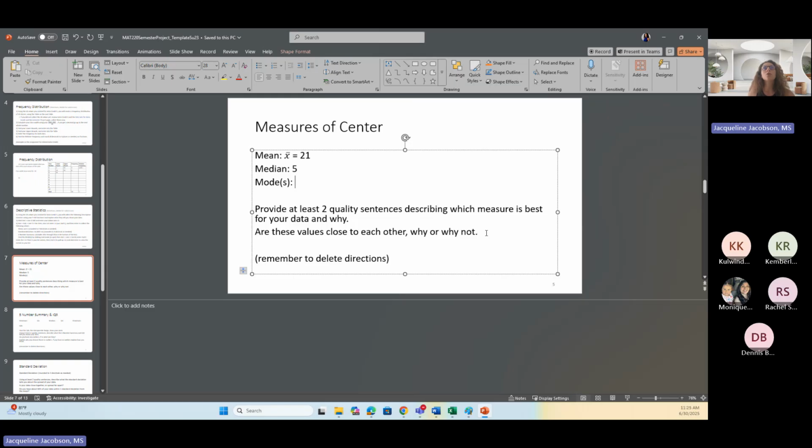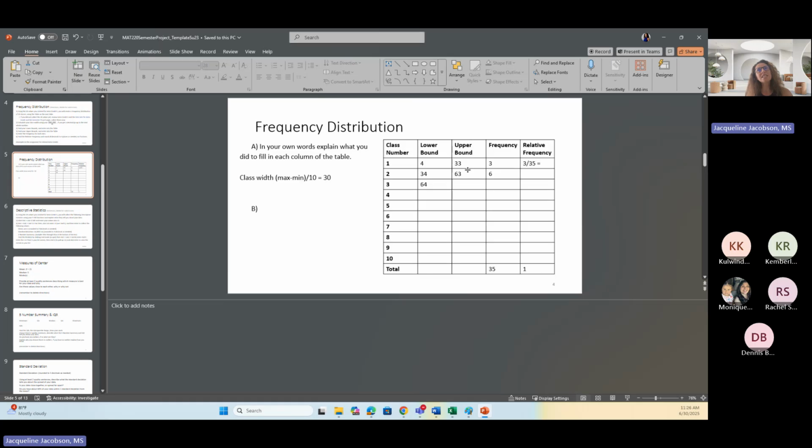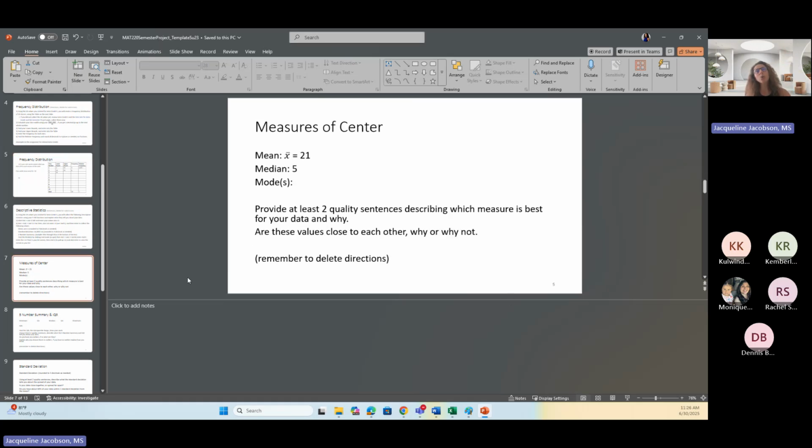Okay, I want to know something about these values. Tell me something about what they tell you. Skewness. Do they indicate skewness? Do these values support what you said from your frequency table? If this indicated a skewness to the right, this should support that based on these numbers. Look at the skewness. Go and review that if you need to.